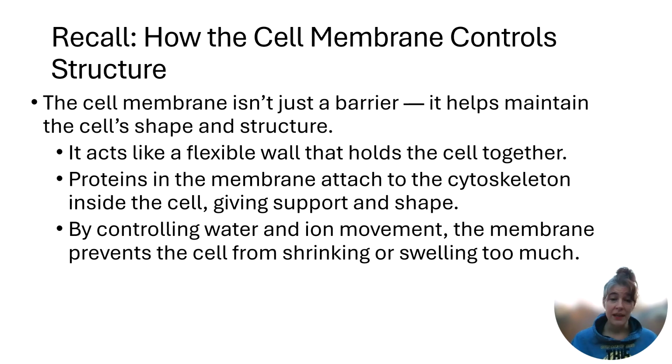The cell membrane isn't just a barrier. It doesn't just keep things out or keep things in. It helps maintain the cell's shape and structure. It acts like a flexible wall that holds the cell together. Proteins in the membrane attach to the cytoskeleton inside the cell, giving support and shape. And by controlling water and ion movement, the membrane prevents the cell from shrinking or swelling too much. Remember when we talked about hypertonic and hypotonic? That's where some of these concepts are going to interplay with each other.